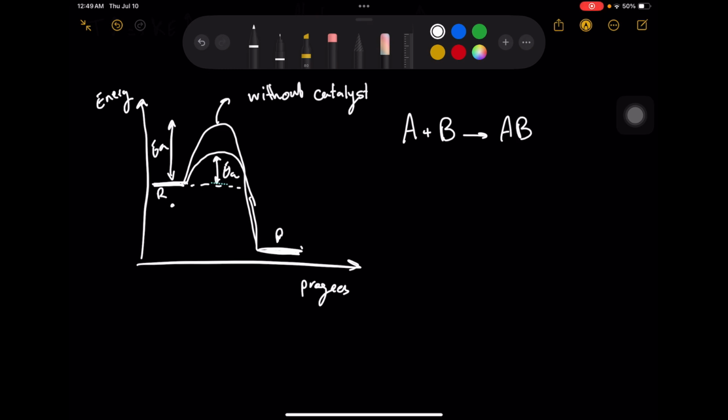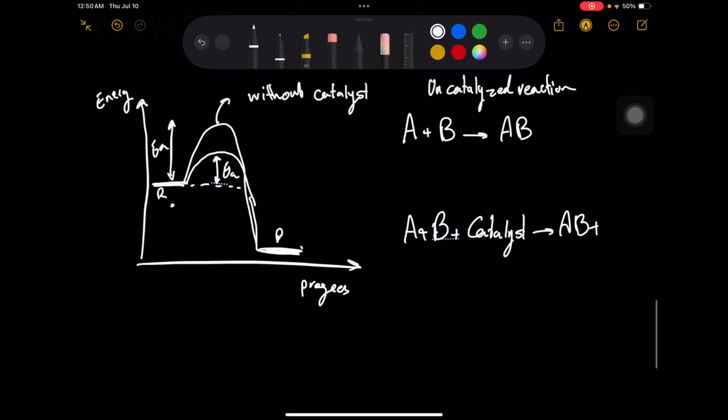So, for example, A plus B produces a product, AB. And this is an uncatalyzed reaction. But here, we also have A plus B plus catalyst produces AB plus catalyst. Notice that there is no consumption of the catalyst in a reaction. This is a catalyzed reaction.